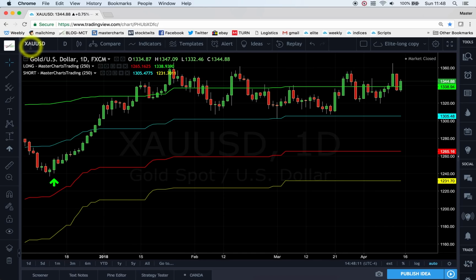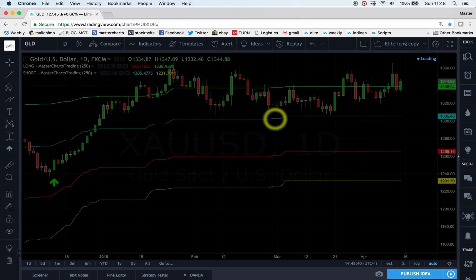So XAU versus US dollar, gold versus dollar. This is paper gold in Forex. Looks bullish. This, I believe, are fresh highs. So for example, here's an opportunity right there on the 1st of March. Simply set a limit at this blue line, and you can find out more at MasterChartsTrading.com about this. Four lines on the chart.